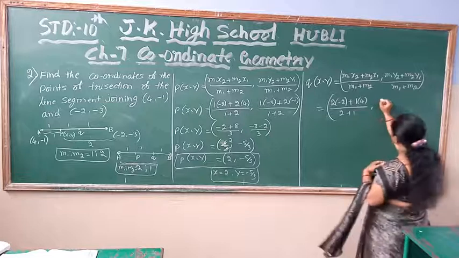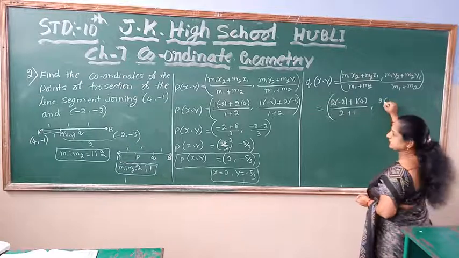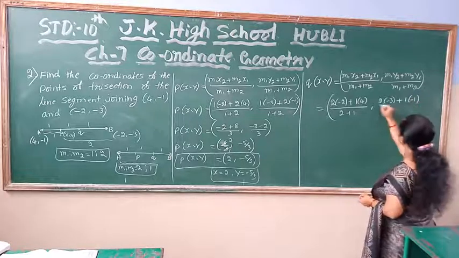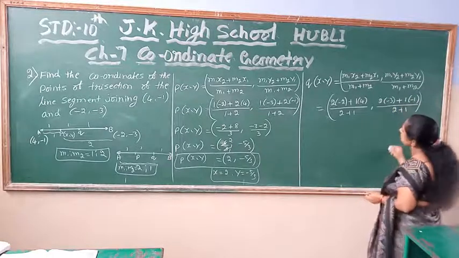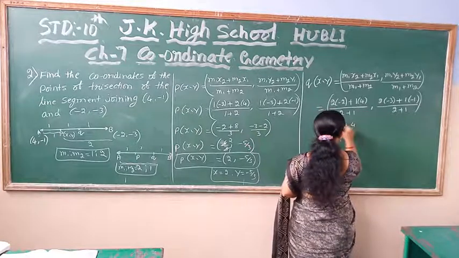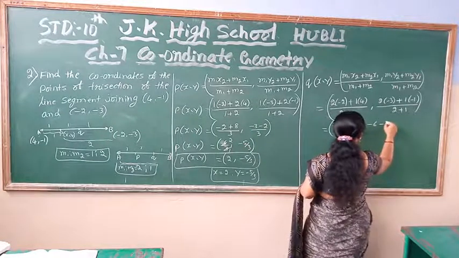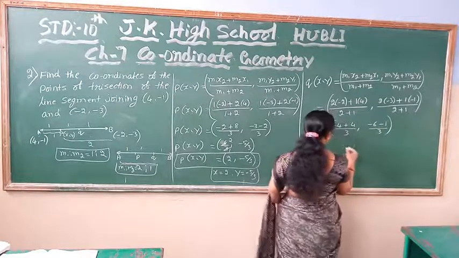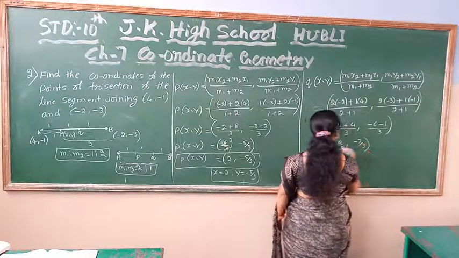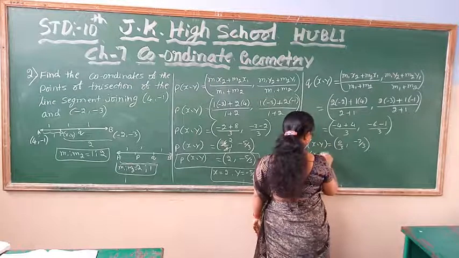Here m1 is 2, y2 value is minus 3, m2 is 1, y1 value is minus 1, divided by 2 plus 1. In this manner I can find out the coordinates of the Q point. Minus 4 plus 4 divided by 3, minus 6 plus minus 1 divided by 3. So now this is 0 by 3, which is 0 only, and minus 7 by 3. So I got the Q coordinates.